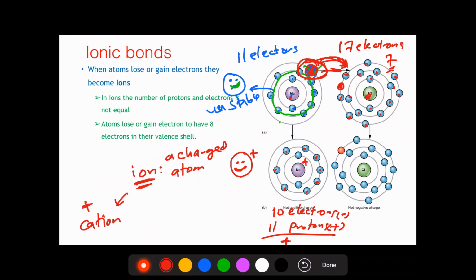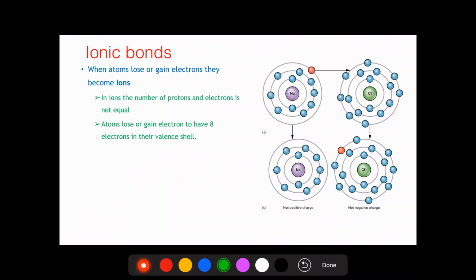Now, when it is positively charged, it is a cation. For the chloride, originally it has 17 electrons, but now, with this one, it has 18 electrons. So it's 18 electrons and 17 protons. So now it's minus 1. The chloride would display a negative charge. So what does this mean? It means now we have a positive sodium and a negative chloride.